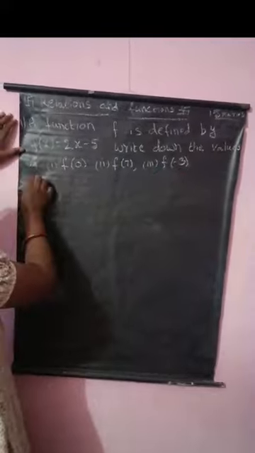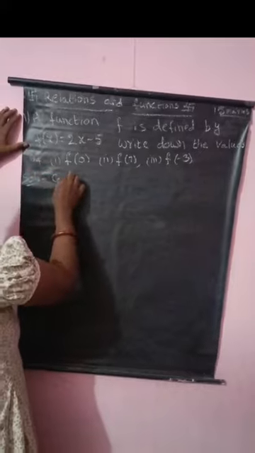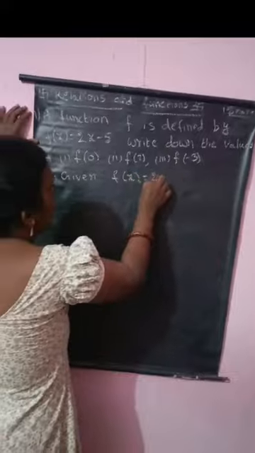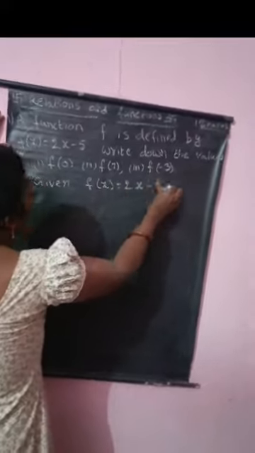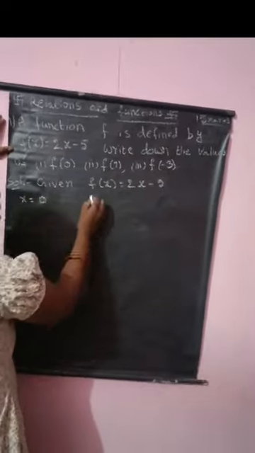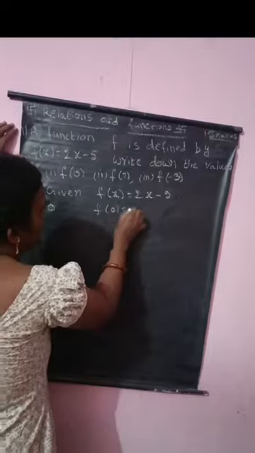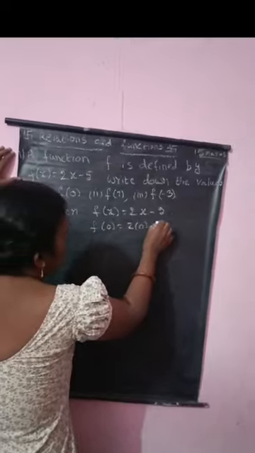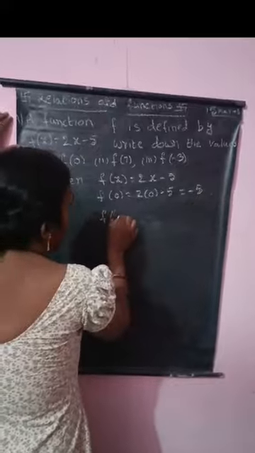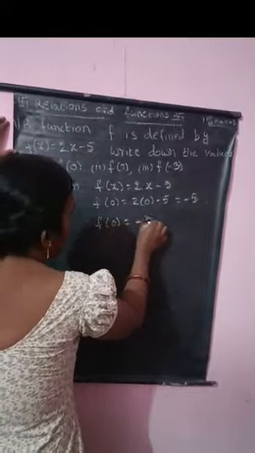Solution. Given that f of x equal to 2x minus 5. In this first we have to replace x equal to 0. Then f of 0 equal to 2 into 0 minus 5 equal to minus 5. F of 0 equal to minus 5.